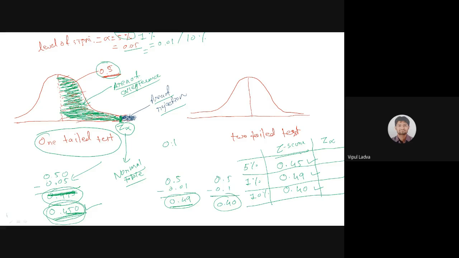So are we good with that? If you are good with this, then I will switch my screen to the normal table and we'll be identifying where the 0.45 stands. Are we good? Are we good? Drop a message on the chat box right now.